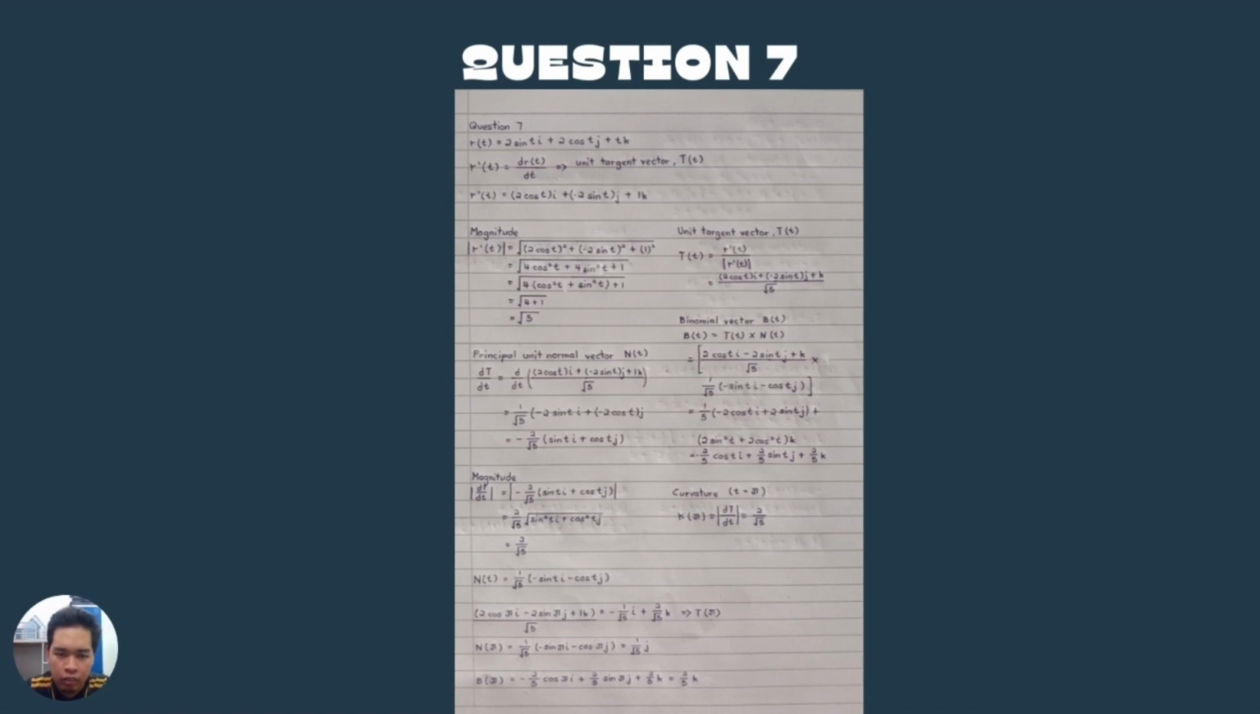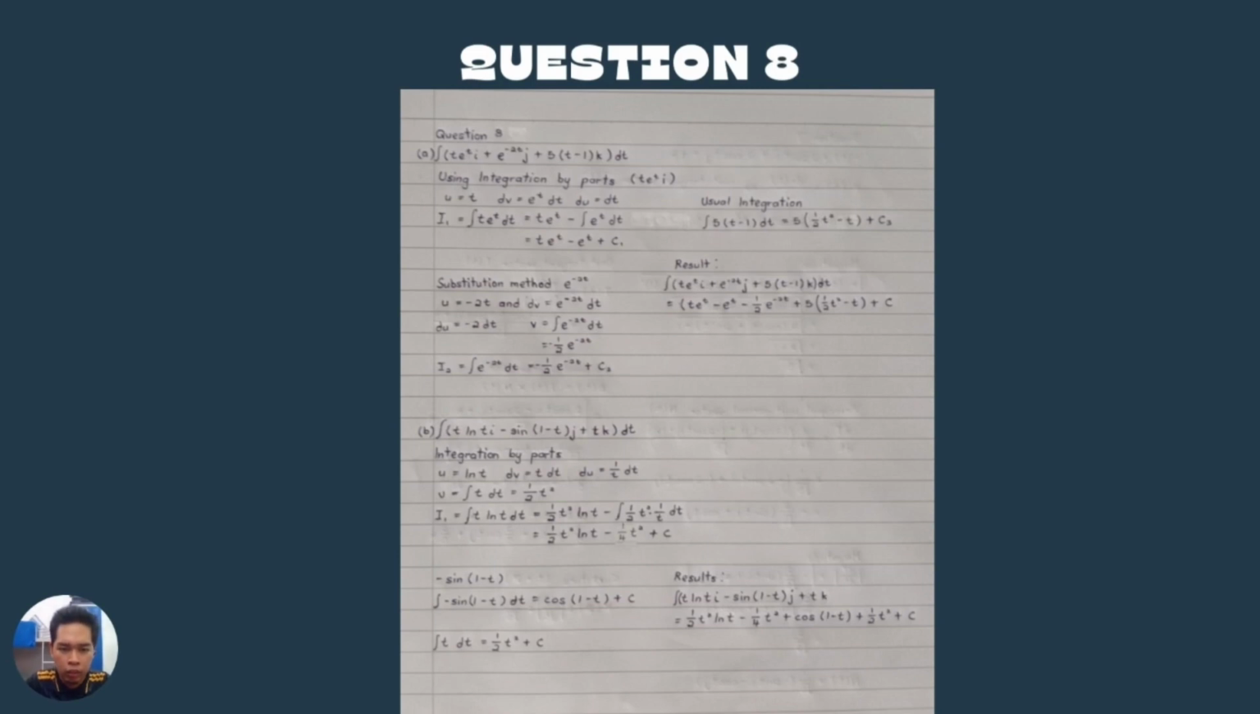And lastly, we must find the curvature at t equals pi and substitute in the tangent vector. Number 8, we need to integrate each component separately by using all the types of integration that we learned in the class and solve it correctly. And last, putting all components together.